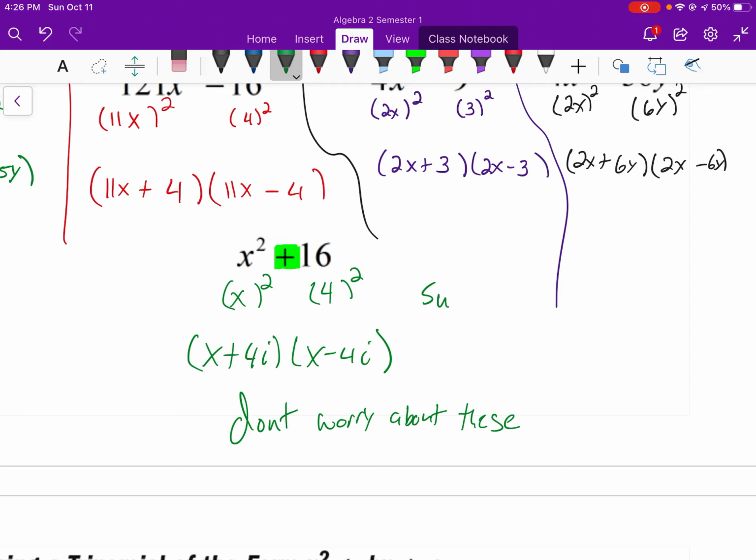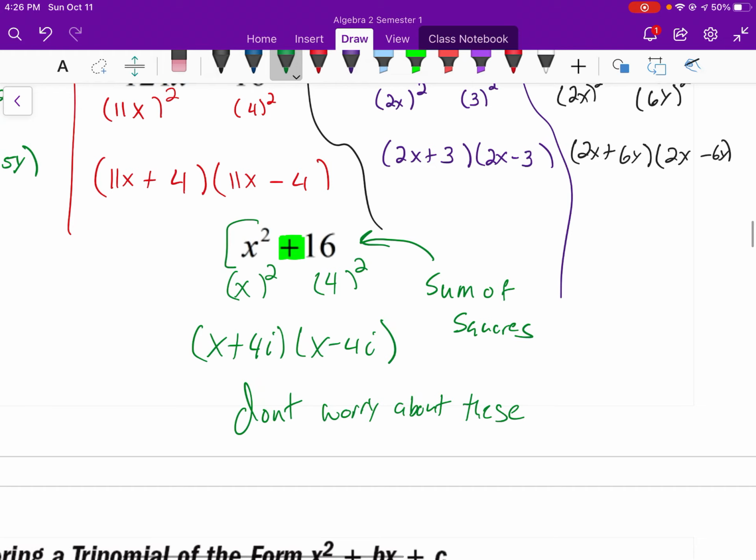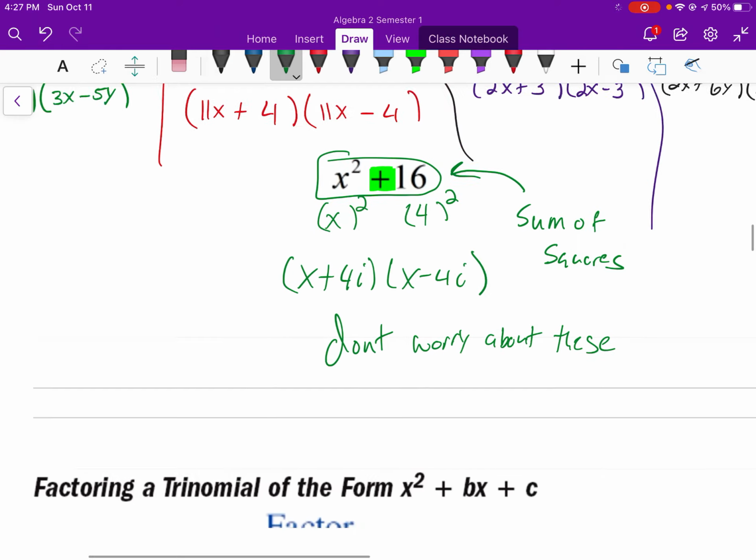This is a sum of squares. You don't need to worry about factoring those. Just worry about the difference of squares. So when it comes to it, you can leave it at that. As soon as you see those are perfect squares and it's adding, leave it there.